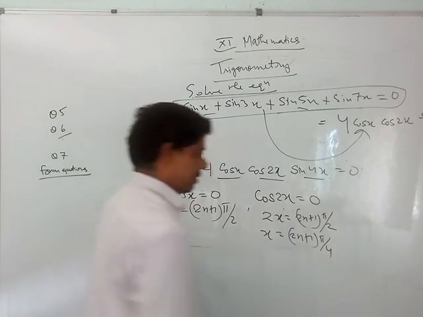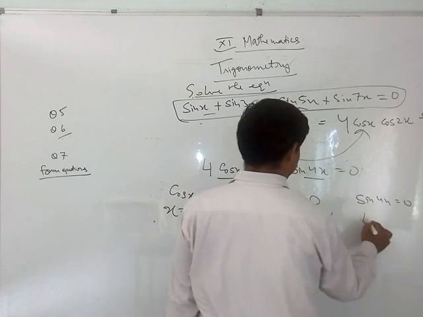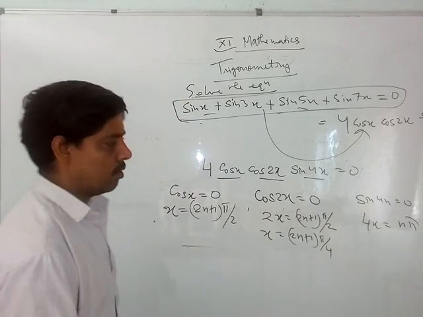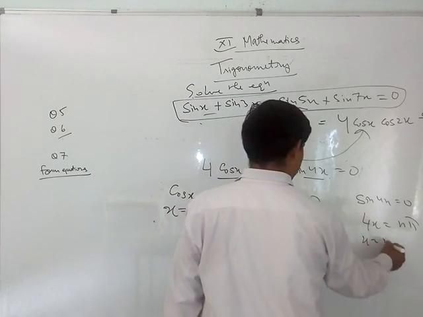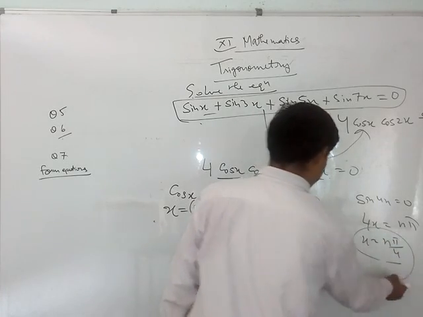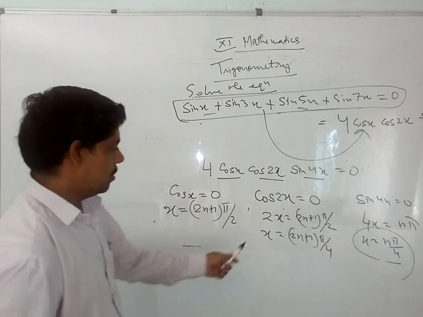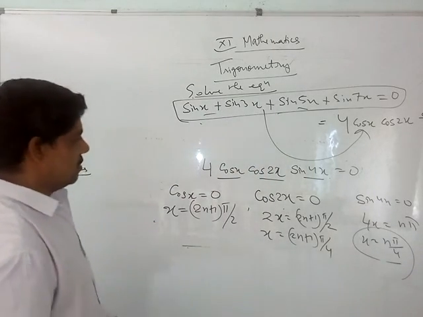If sin 4x is 0, we will write 4x is equal to n pi. Whenever sin is 0 we write n pi. So x is equal to n pi by 4. Right? So we are getting (2n plus 1) pi by 2, (2n plus 1) pi by 4, and x is equal to n pi by 4. These are the three answers.